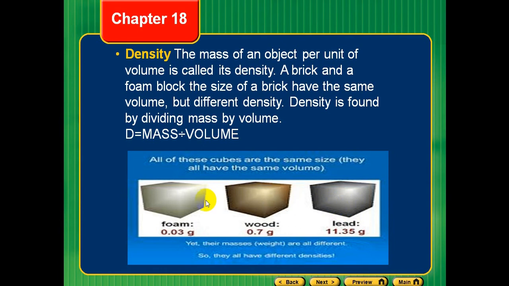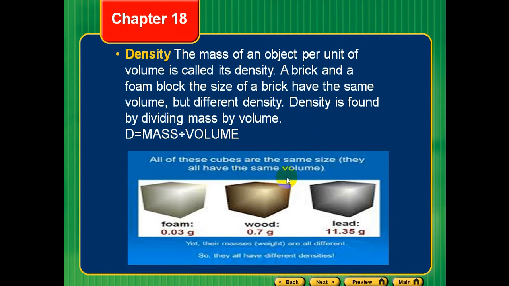So again, what does density mean? Density means mass per given volume. Look, if they all have the same volume, they don't have the same mass, because they have different densities. If you put them all in water, the water density is 1. So if they have density less than 1, they will float. If they have density more than 1, they will sink. If we put them all in water, the foam and the wood will float while the lead will sink down. How do we measure density? Density equals mass over volume.